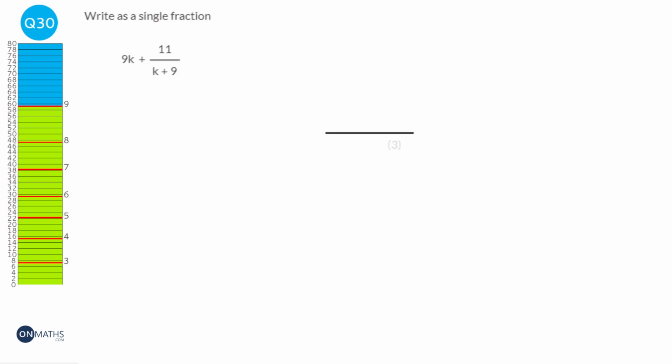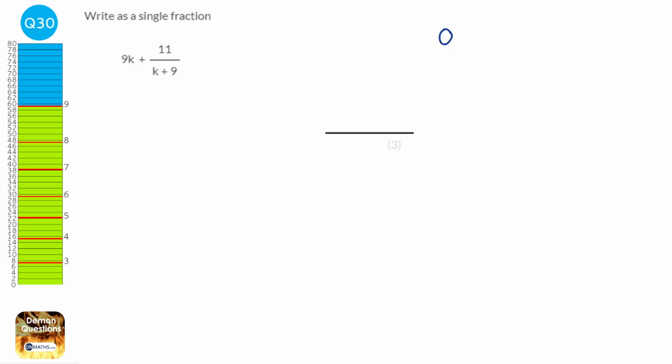When we add fractions, or integers and fractions, we need the denominators of the fractions to be the same. And when we've got an integer, we just convert it to a fraction. And here we've got 9k, and we need to convert that to a fraction that is over k plus 9.